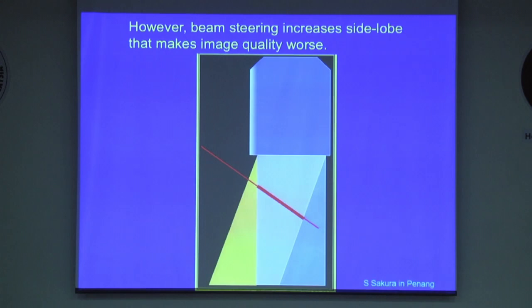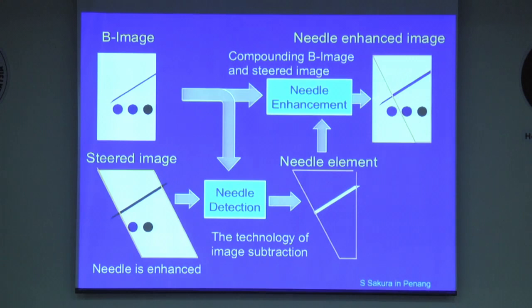To overcome this situation, many ultrasound companies have developed some ways to create a needle-enhanced image. I'm not an expert. I'm not sure I understand it very well, but let me try explaining the basics.